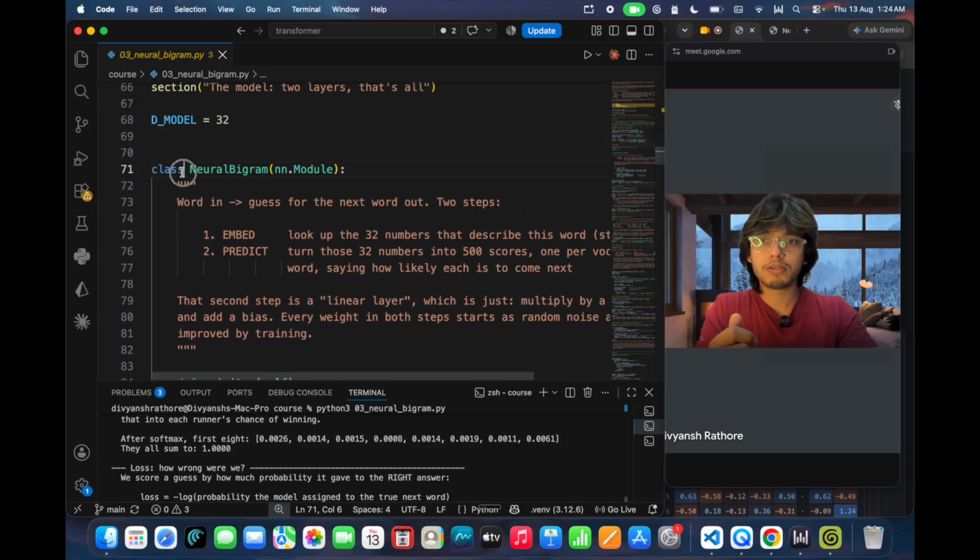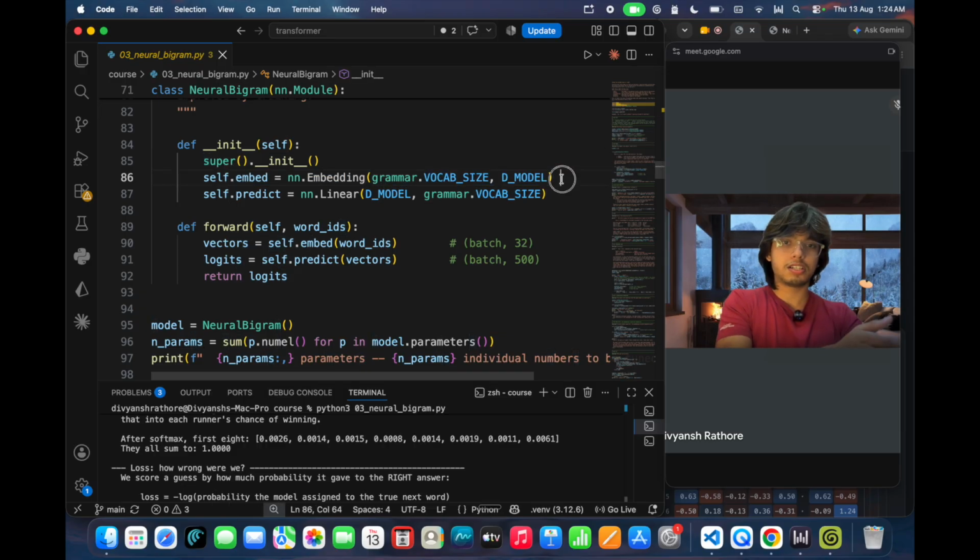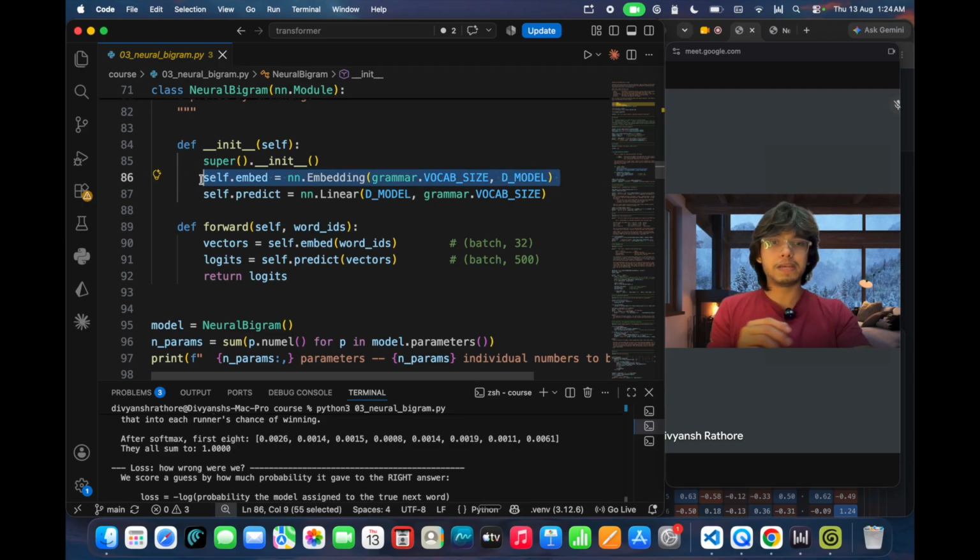This is the neural bigram class, and in that, look at this line, nn.Embedding: we have vocab size times the dimension of our model. Imagine this as a huge table whose dimensions are 500 cross 32.